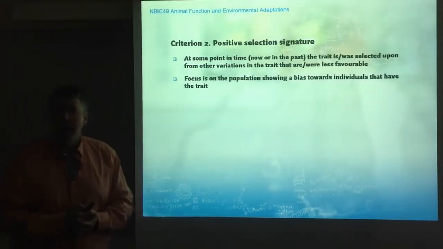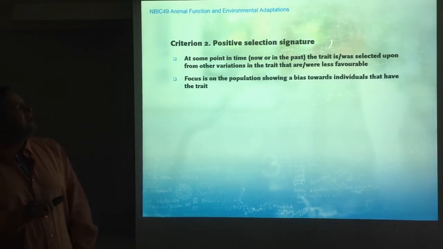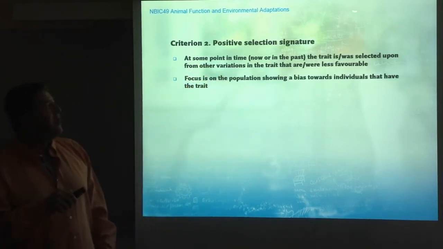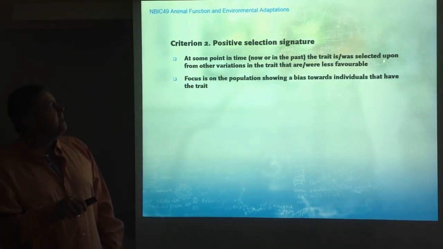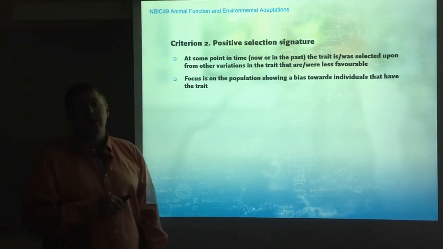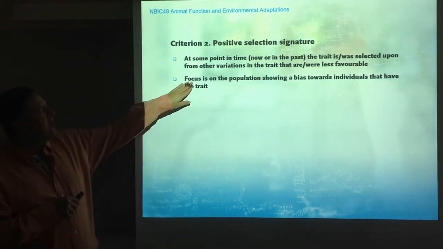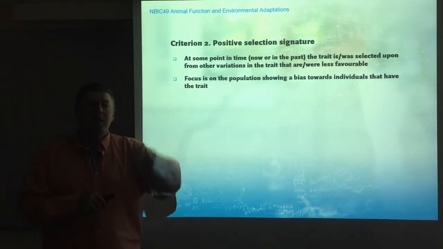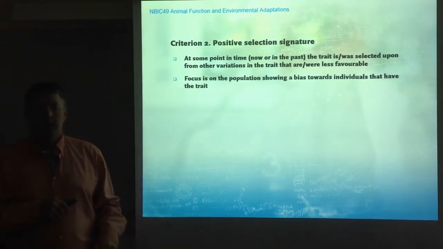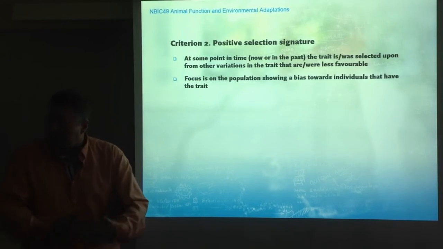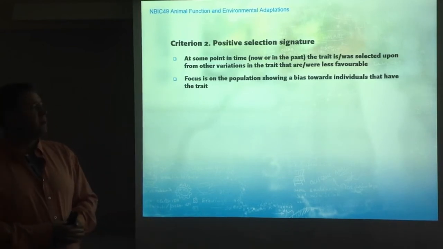Criterion 2, the existence of a positive selection signature. At some point in time, it could be now, or it could be in the past, the trait is or was selected from other variations of the trait that are or were less favorable. Of course, the focus in this case is not on the immediate benefit for the animal, but on the fact that there is a pressure in the population showing natural selection.